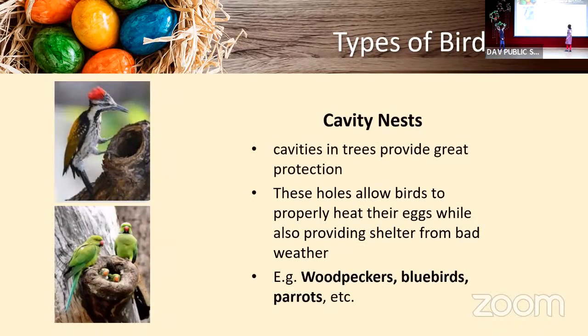Cavity nests. Cavities in trees provide great protection from predators and their enemies. These holes allow birds to properly hide their eggs while also providing shelter from bad weather like stormy weather, heavy rainfall and cyclones, etc. For example, woodpeckers, bluebirds, parrots, etc. build these types of nests in the trunks of trees.